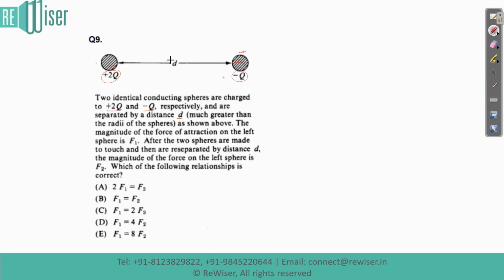The magnitude of the force on the left sphere is F1. It is given. Initially, it is F1. After the two spheres are made to touch and then are re-separated by distance d, the magnitude of the force on the left sphere is F2.